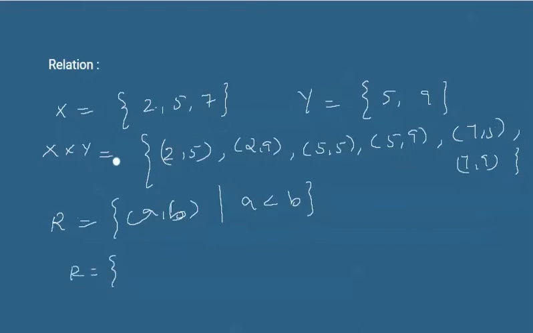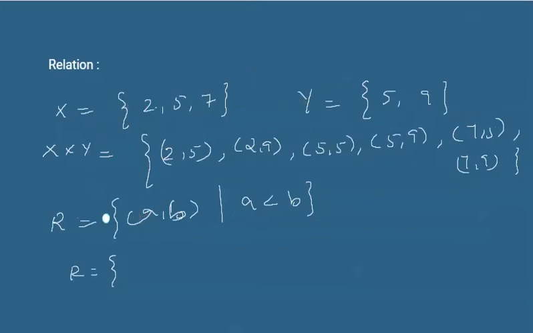Whenever you are writing a relation, we need two non-empty sets, say here X and Y, and the relation is defined from X to Y. That is, the first element must be from X and the second element must be from Y. So if the relation is from Y to X, we have to write Y cross X, not X cross Y.